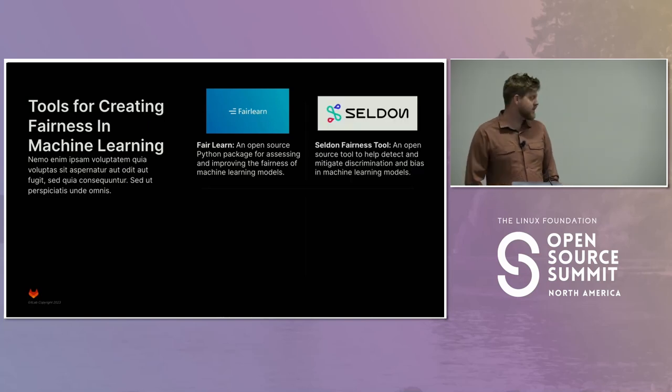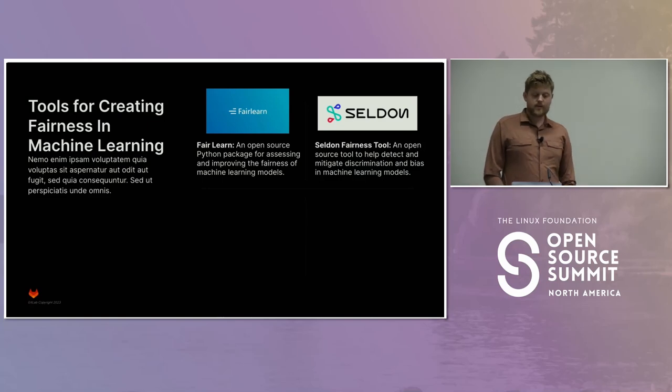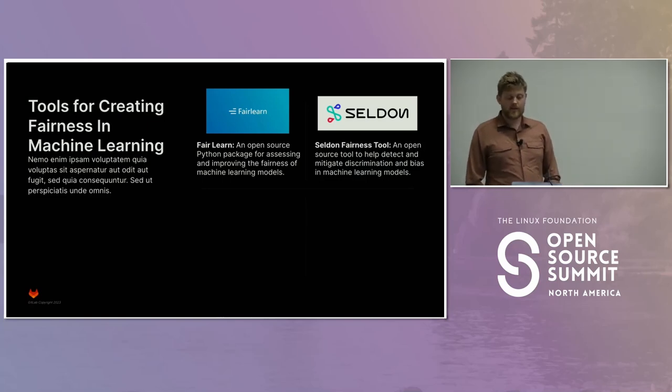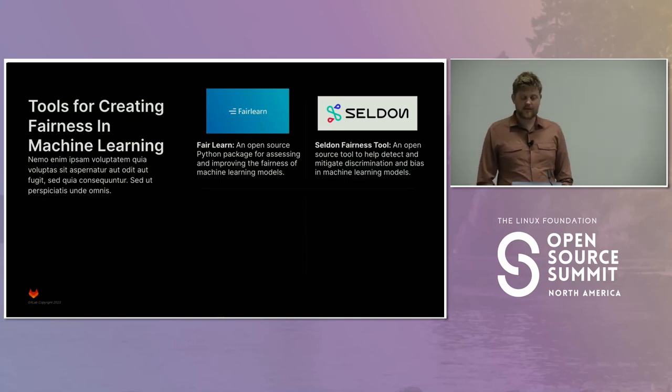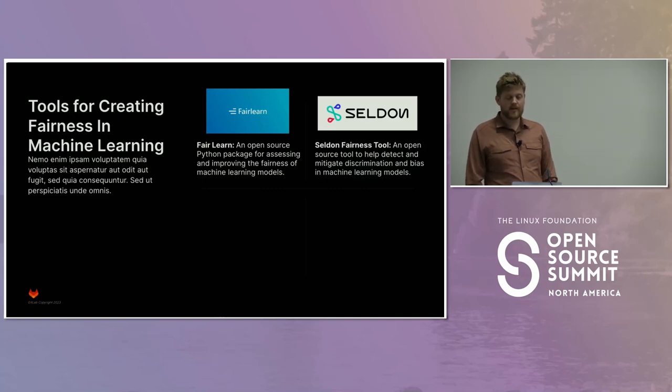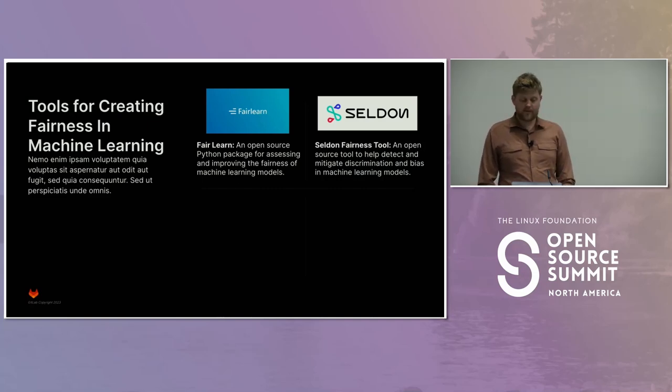Then we have the Seldon Fairness tool. The Seldon Fairness tool is another open source tool used to detect and mitigate discrimination and bias in machine learning models. It allows for transparency and accountability in the development of the machine learning models. By making the code available to review for scrutiny, the users can ensure the models are fair and unbiased.